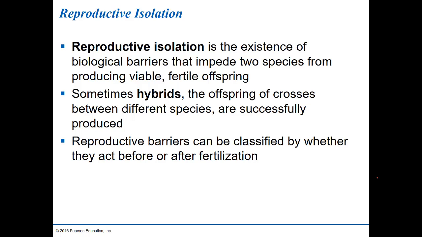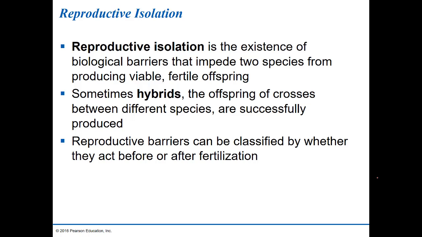Reproductive isolation is the existence of biological barriers that impede two species from producing viable fertile offspring. So there is some barrier that doesn't allow you to produce offspring that are fertile. We'll get more into depth with this, but an example would be that the individuals don't live in the same continent, so those populations are never going to be able to interbreed. It could be that their genitalia don't fit together properly. So it's some barrier that impedes two species from producing viable fertile offspring.